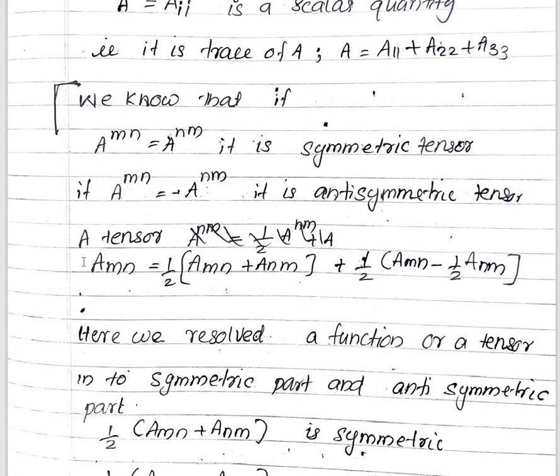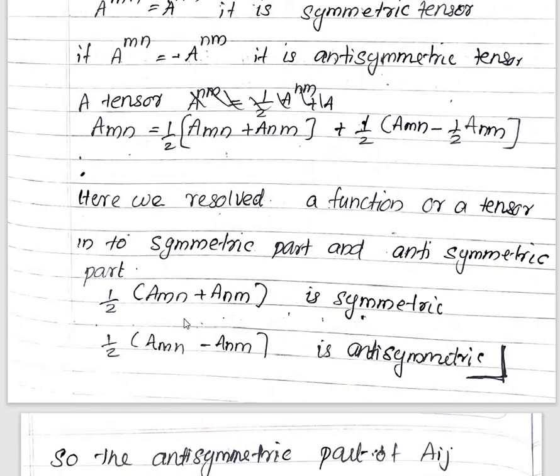Or we can write any tensor Amn as half Amn plus Anm plus half Amn minus Anm. If half is taken outside, the bracket will be common. So we can resolve any tensor into a symmetric part and an anti-symmetric part. Here half of Amn plus Anm is symmetric and half of Amn minus Anm is anti-symmetric.